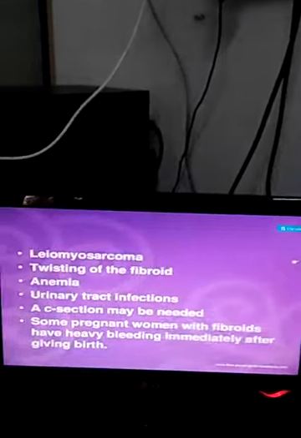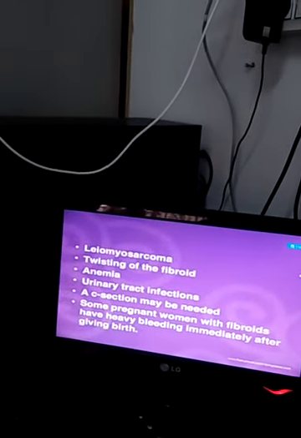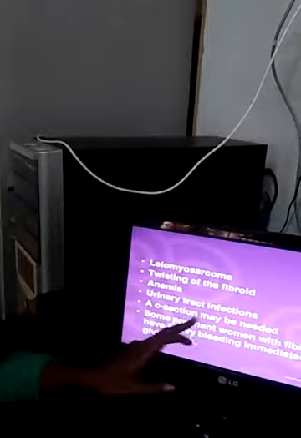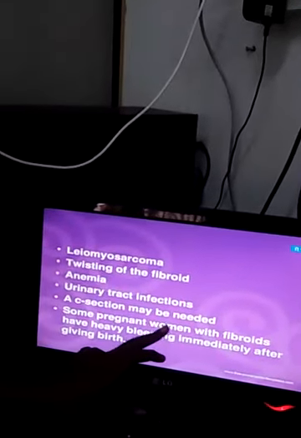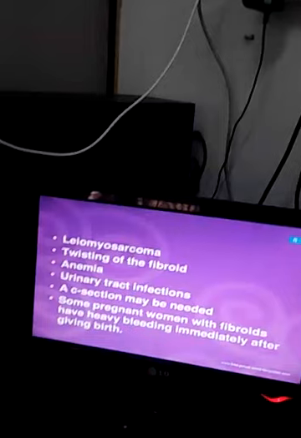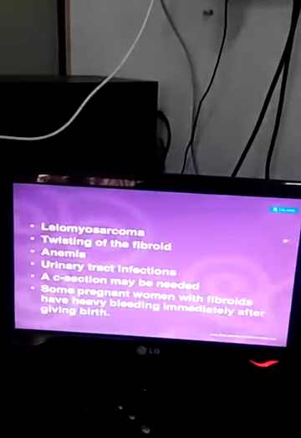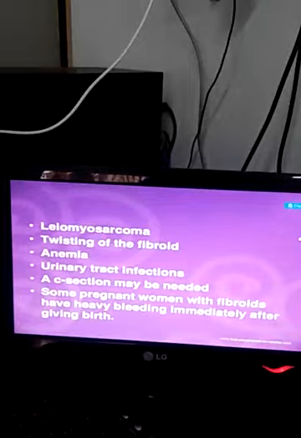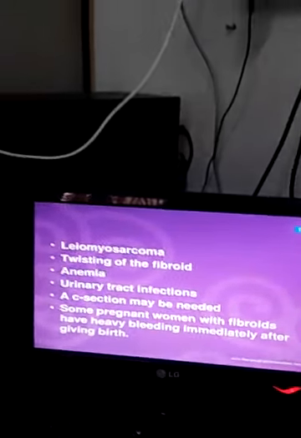Twisting of the fibroid: what is the meaning of twisting? If the peduncle present on the fibroid gets twisted. And anemia, because there is menorrhagia, so anemia is going to be present. And sometimes there may be urinary tract infection, and a C-section may be needed. Some pregnant women with fibroids have heavy bleeding immediately after giving birth. Those are the complications present for uterine fibroid. Thank you.